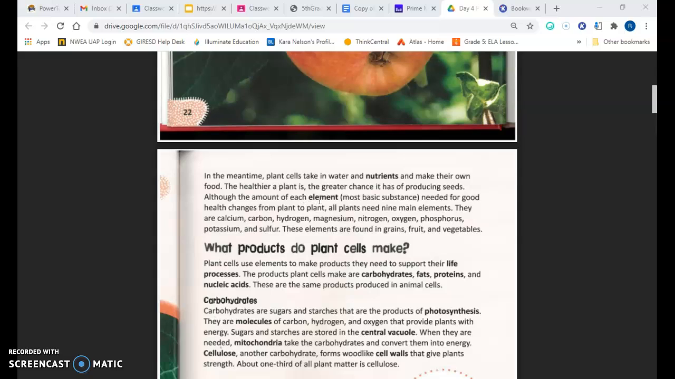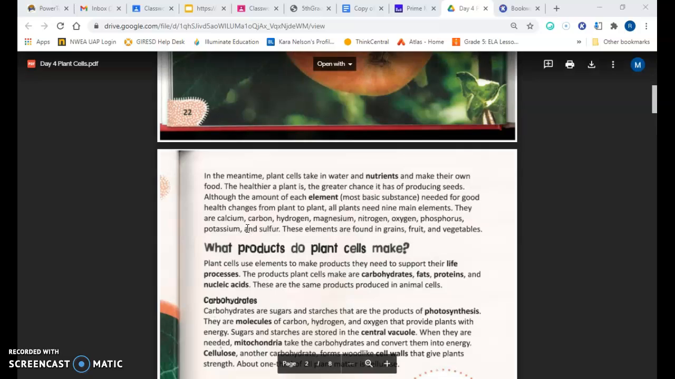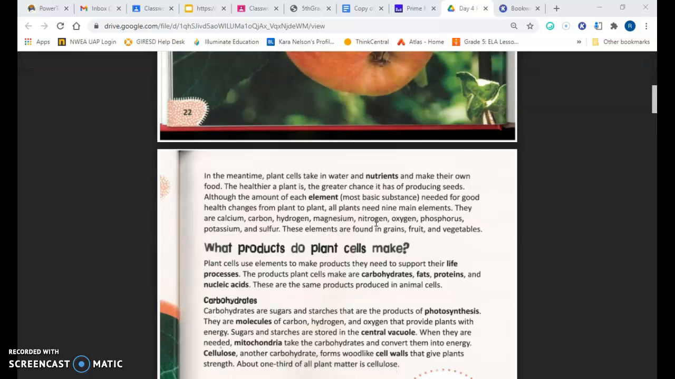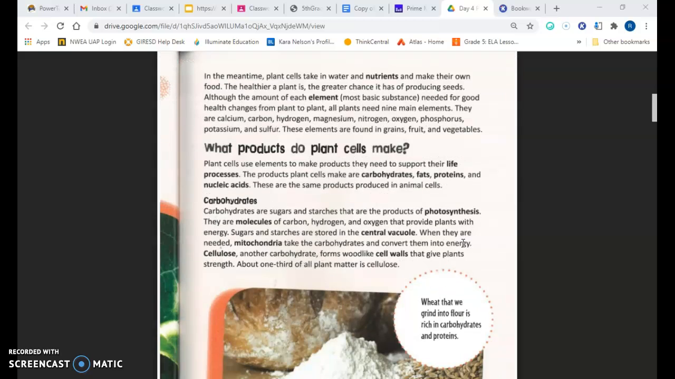Although the amount of each element, or most basic substance, needed for good health changes from plant to plant, all plants need 9 main elements. They are calcium, carbon, hydrogen, magnesium, nitrogen, oxygen, phosphorus, potassium, and sulfur. These elements are found in grains, fruit, and vegetables.